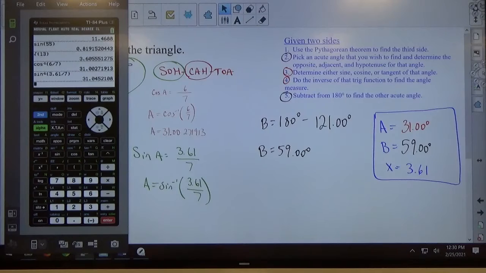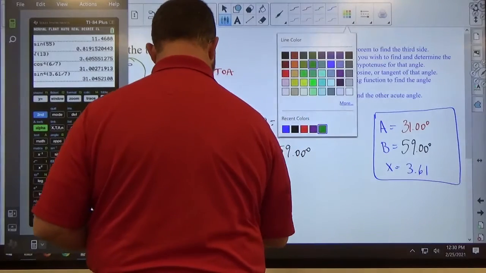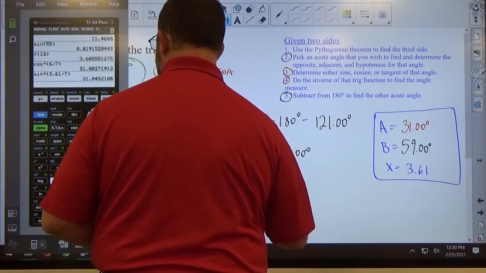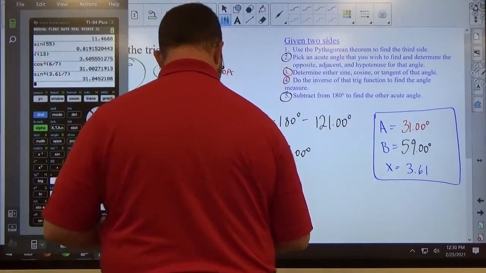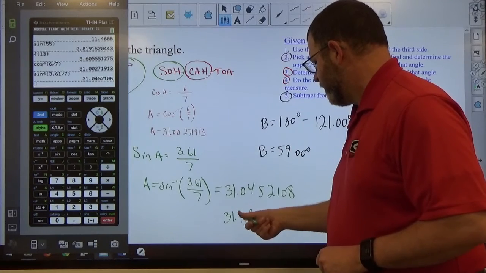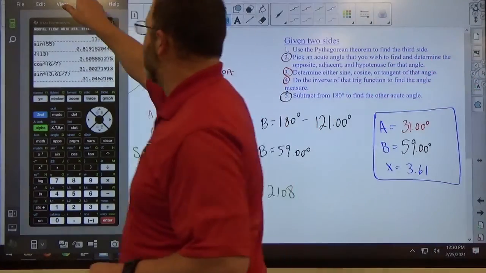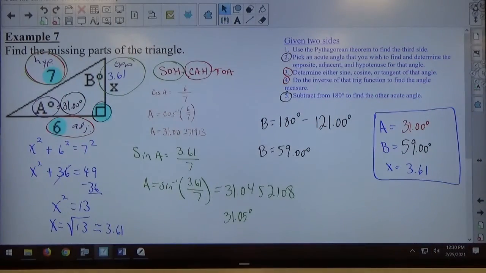Now it's 31.0452108. If I round that, that's 31.05 degrees. It's not exactly the same answer. It's off by a little bit because, again, I used an approximate value to find it. So again, that's not a wrong answer, but it has error built into it because we used an approximate value to get it. Okay, in math, we're always trying to avoid error as much as possible. And error doesn't mean wrong. It means not as accurate as it could be.